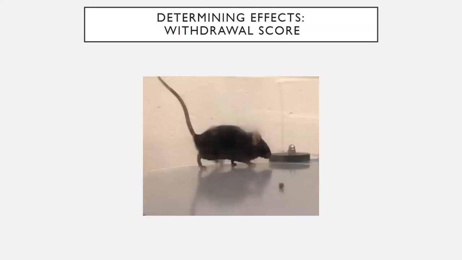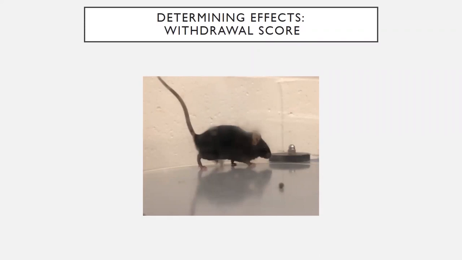And we wanted to look at whether or not the C57s were jumping more times because they were actually having worse withdrawal symptoms, or if they were just jumping more times because they like to jump more. So we came up with something called the Withdrawal Score, and it's measured on a 0 to 4 scale, 0 being no withdrawal symptoms are present, 4 being all 4 are present.